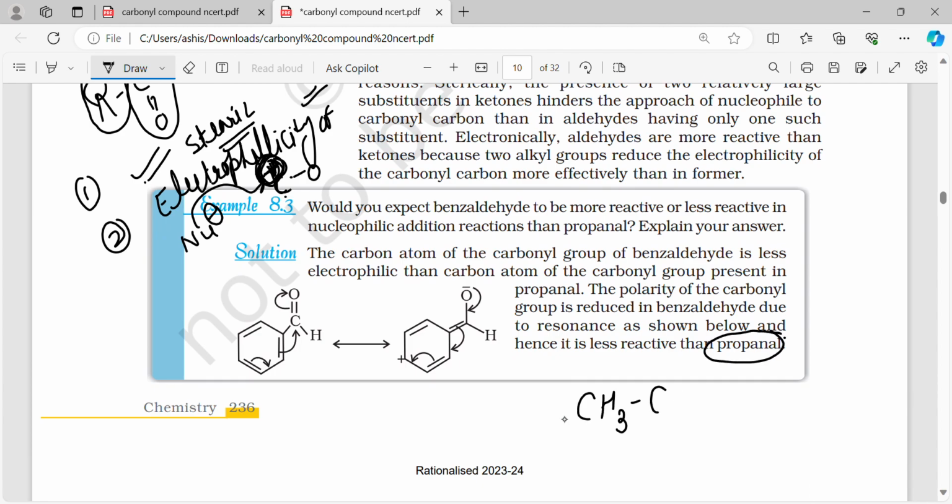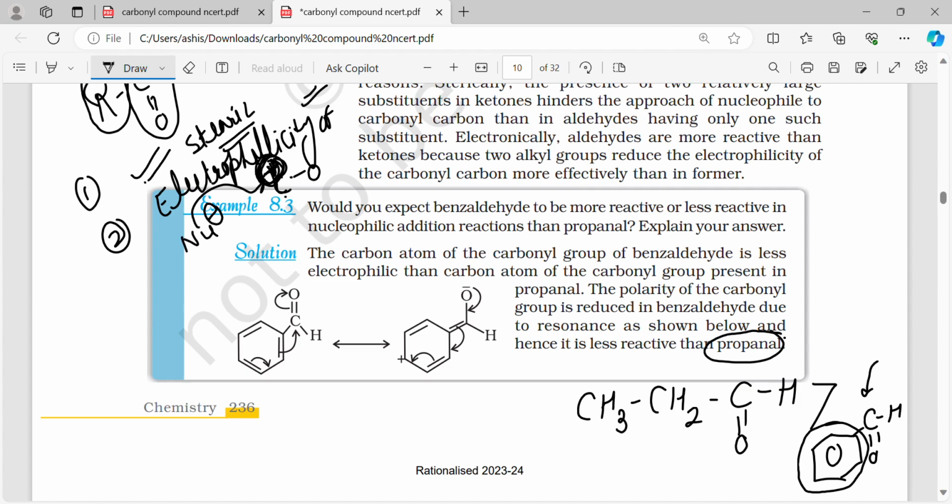Similarly, we can understand that propanal, CH3CH2CHO, is more reactive than benzaldehyde. There are again two reasons. First reason is that the phenyl ring is bulky. That's why the nucleophile attacks slowly in the case of benzaldehyde. The second reason is that the phenyl ring and carbonyl carbon have pi-pi conjugation.